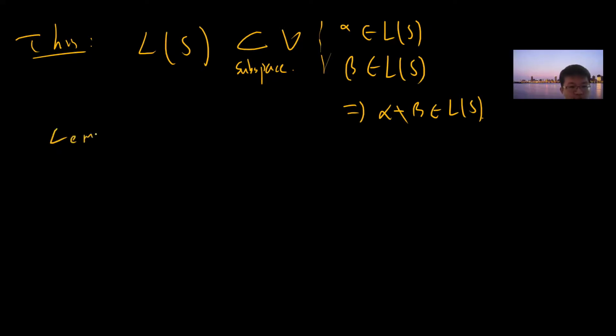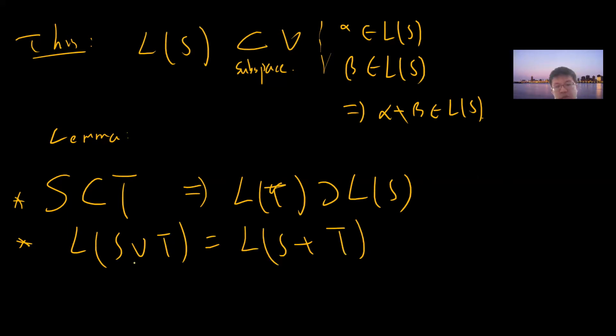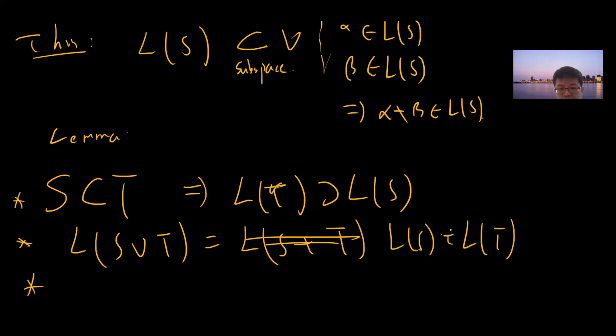Okay, so a quick lemma. This lemma is also easy. If S is a subset of T, obviously the span of T will contain the span of S, so L(T) contains L(S). Also, L(S union T) will be L(S) plus L(T), just because union means that you collect all the vectors. So this is the same as adding the two spans. So this is a direct sum. Okay, so this is all trivial.